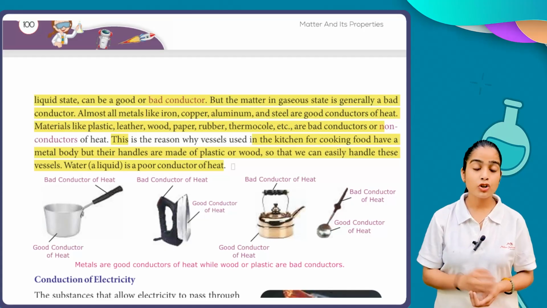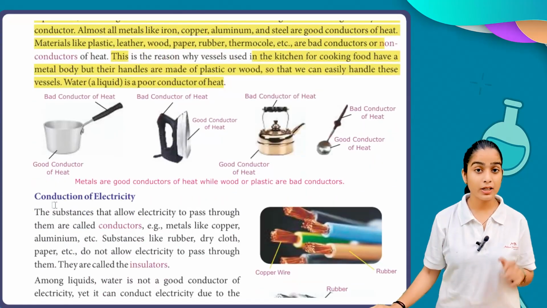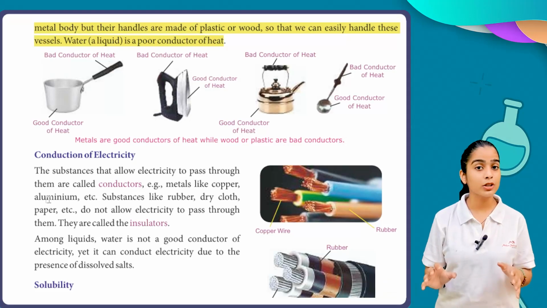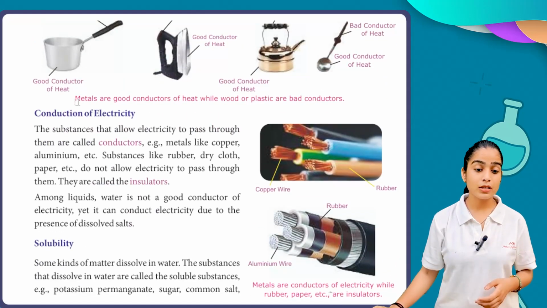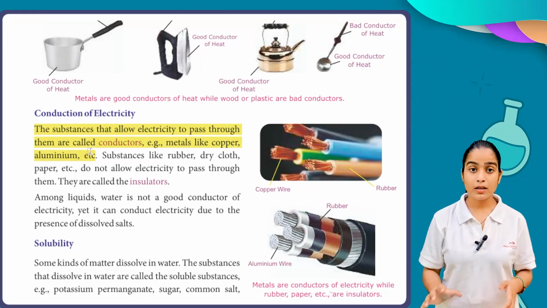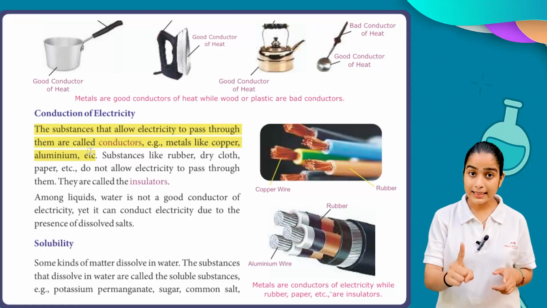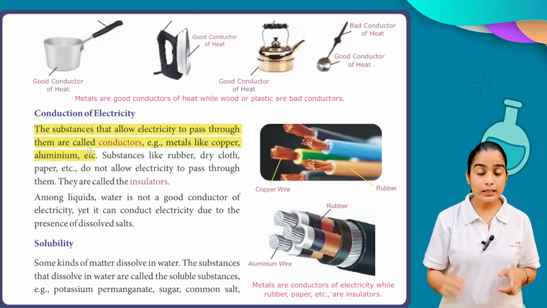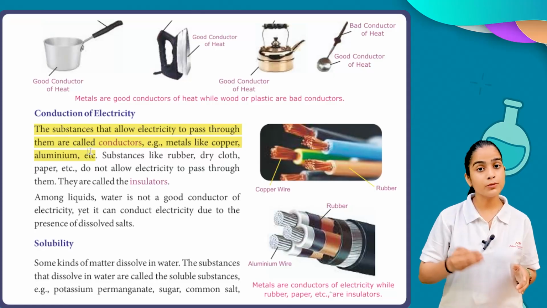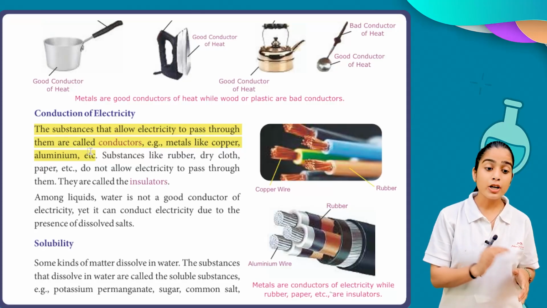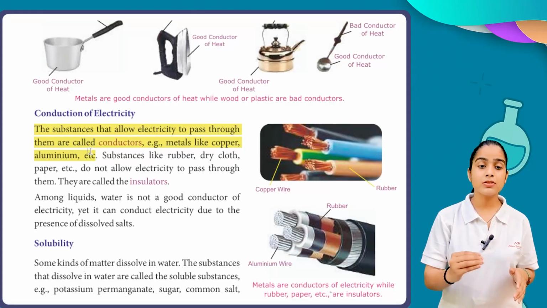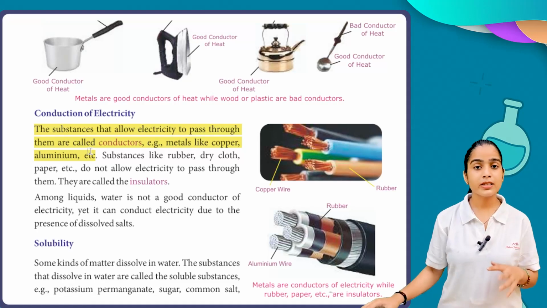Next we have conduction of electricity. The substances that allow electricity to pass through them are called conductors. Those materials which pass electricity through them are called conductors of electricity. We have two terms, conductors and conduction. Conduction of heat means passing heat from one medium to another, basically the transfer of heat inside the utensil. Conduction of electricity means the passage that allows electricity to pass through them.